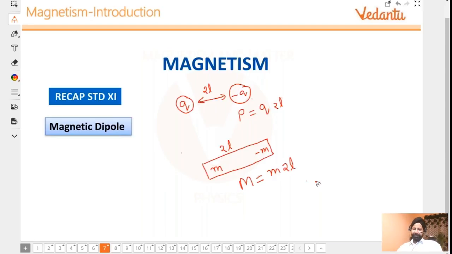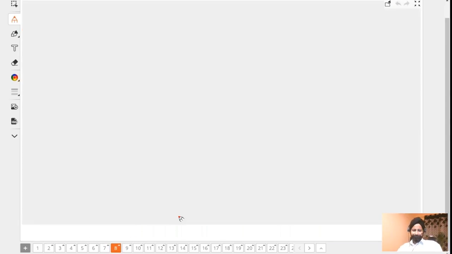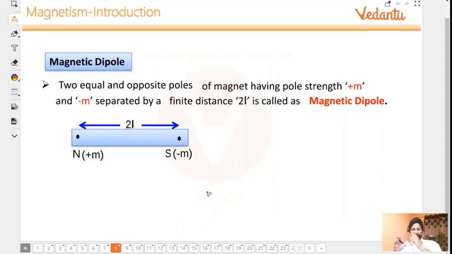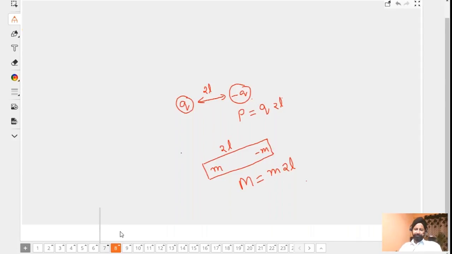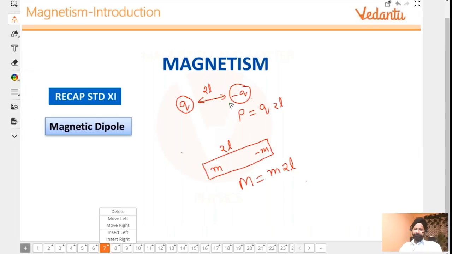Yeah. So this is the magnetic dipole moment. Two equal and opposite poles of a magnet having pole strengths plus and minus M, separated by a fixed distance of 2L. Right. So the north pole is considered positive by convention. The south pole is considered negative by convention. Right? So dipole moment, if you remember, the direction of the dipole moment was from negative to positive. And same thing here, from south pole to north pole. So this is the south pole and this is the north pole.